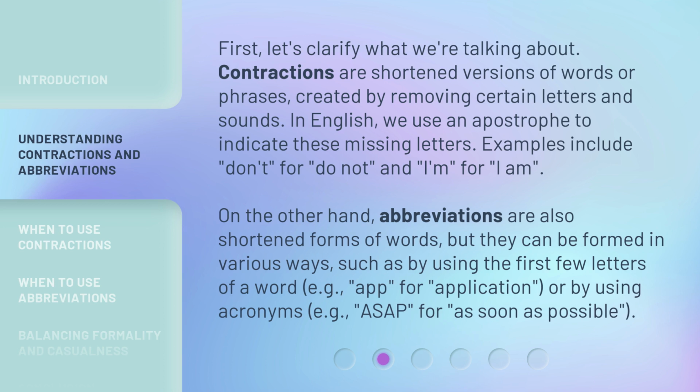On the other hand, abbreviations are also shortened forms of words, but they can be formed in various ways, such as by using the first few letters of a word, e.g., app, for application, or by using acronyms, e.g., ASAP, for as soon as possible.